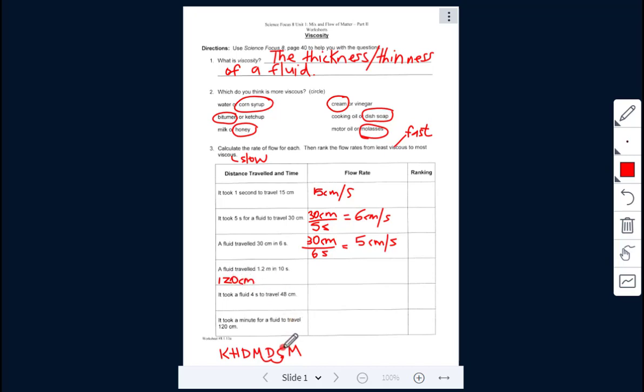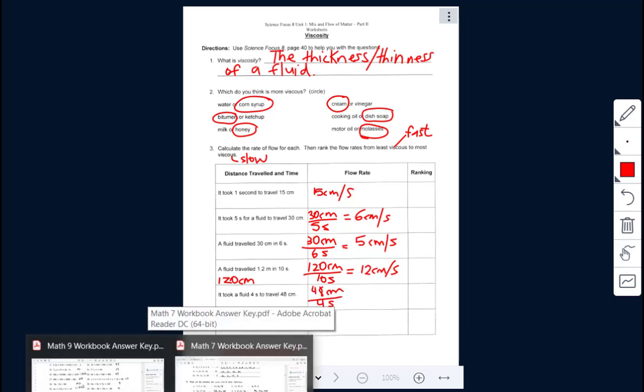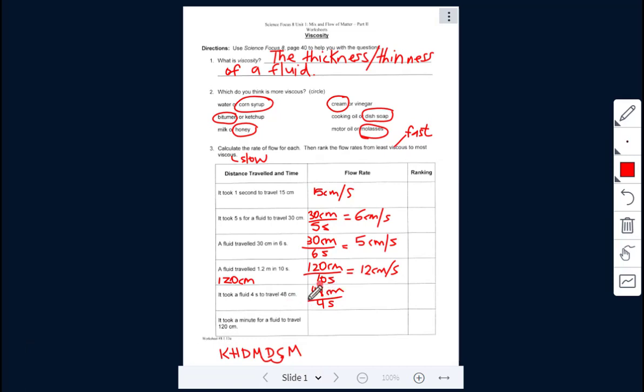All right, so we have 120 centimeters, and it tells us in 10 seconds. So we're dividing by 10 seconds. All right, and 120 centimeters divided by 10 seconds, that gives me 12 centimeters per second. All right, so our next one here, 48 centimeters in 4 seconds. So again, we would divide that, which is 12 centimeters per second.